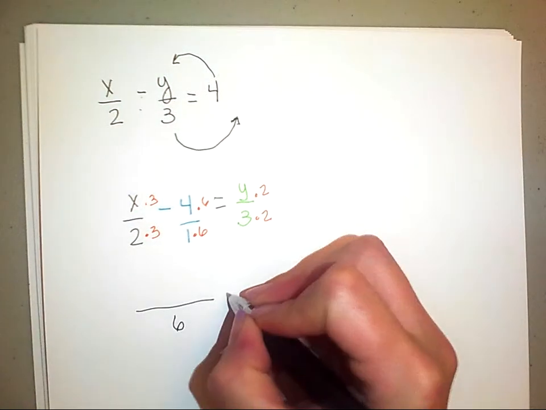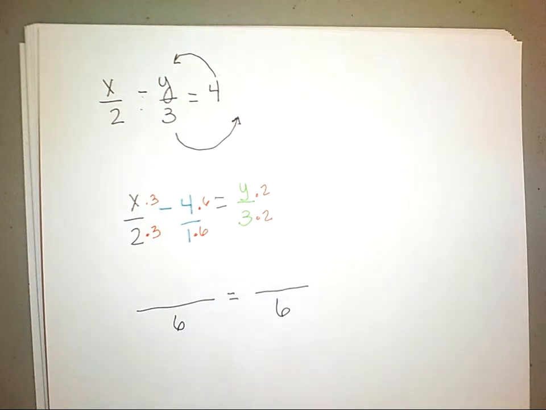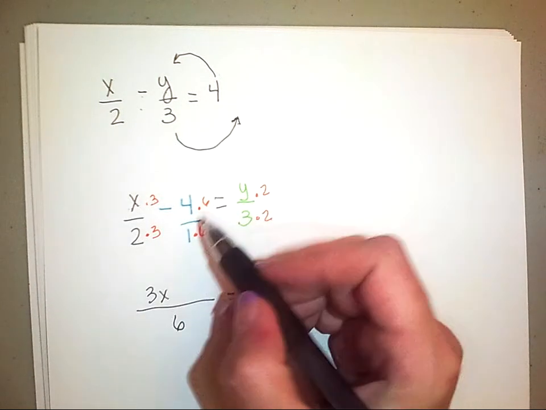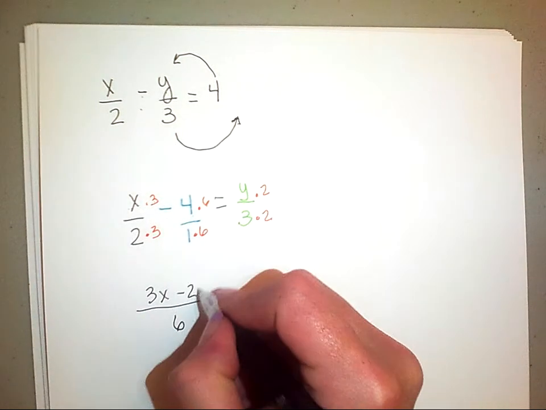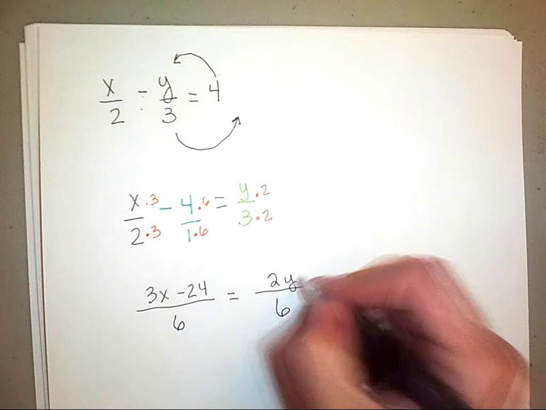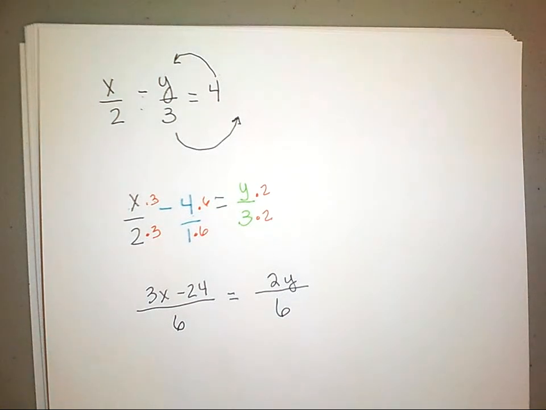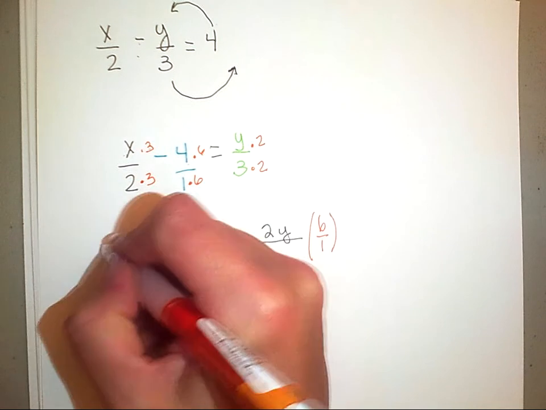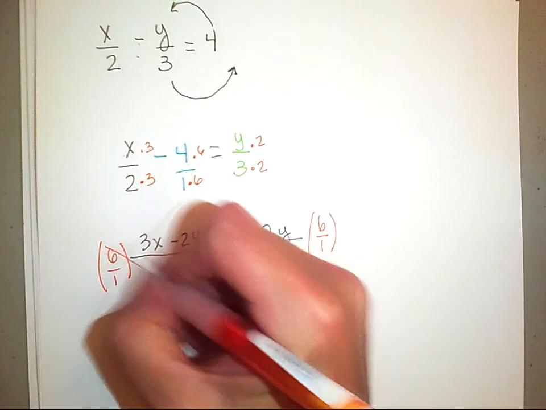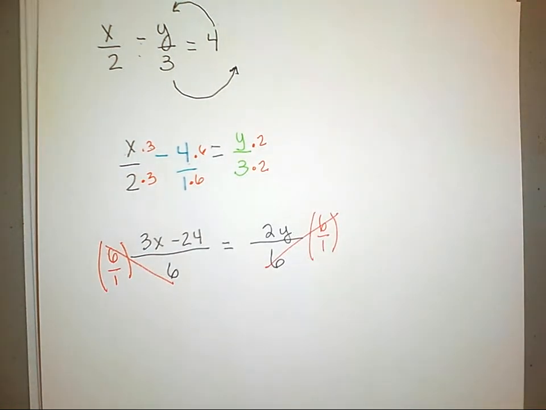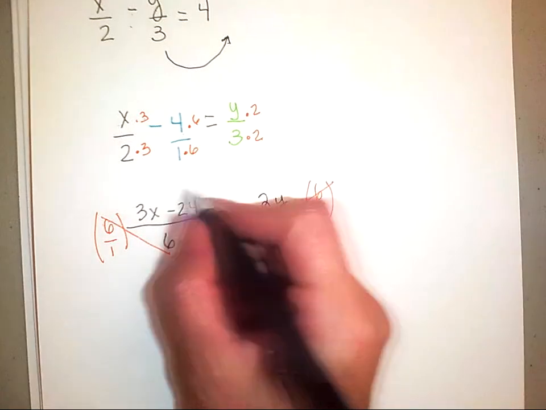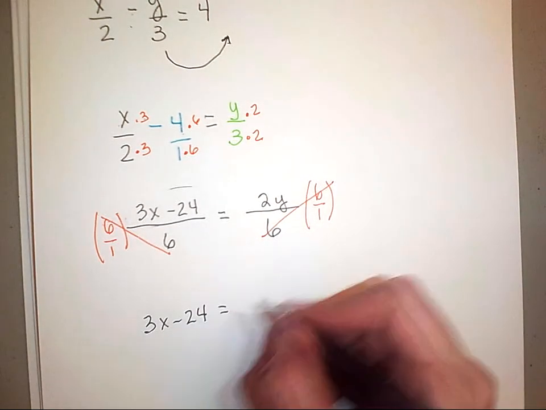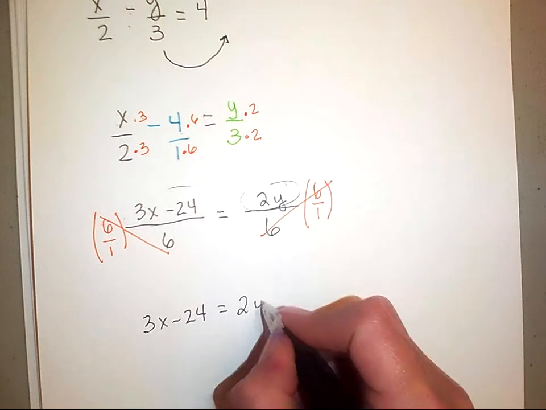So this is over 6 is equal to over 6. We have 3 times x, which is 3x. Minus 6 times 4 is minus 24, is equal to 2y. Now again, we can multiply that through by that common denominator. So the 6's will cancel, leaving us just the numerator. 3x minus 24 is equal to this numerator, which is 2y.